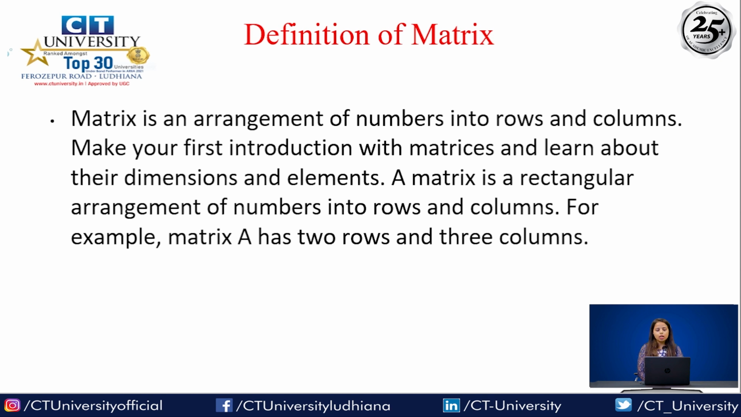For example, a matrix has 2 rows and 3 columns, which means there are 2 horizontal arrangements and 3 columns, which means there are 3 vertical arrangements. So you can say this is a matrix. When you arrange something in a rectangular array in rows and columns, it is known as a matrix. So for example, in this there are 2 rows and 3 columns, which means this is a matrix.